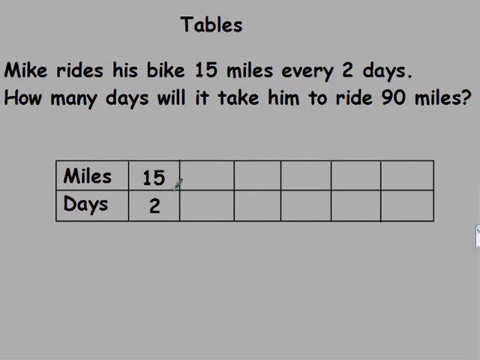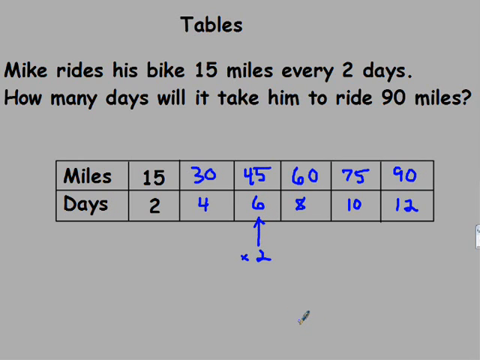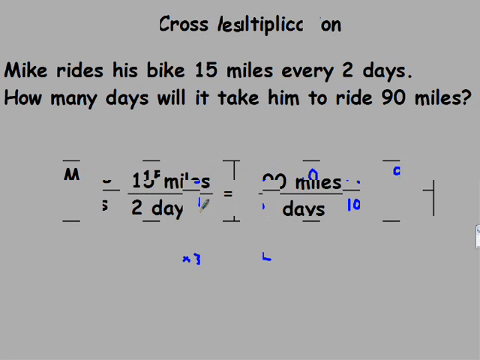Tables, again, same problem. 15 miles every 2 days. How many days to ride 90? Table, you would just kind of fill in, and it's almost the same thing as scaling up or down, but in this case scaling up. 15 over 2, 30 over 4, 45 over 6, 60 over 8, 75 over 10, and eventually you get to your 90 over 12. You could have also just taken one of those ratios, like 45 over 6, and multiplied times 2, or 30 over 4 multiplied times 3, and you get the same answer. That's also just like scaling up.